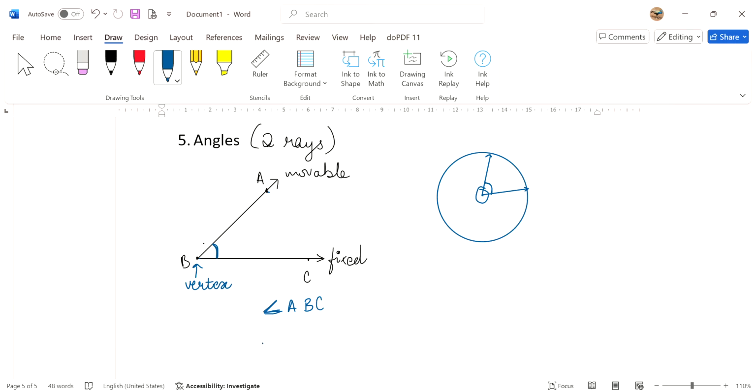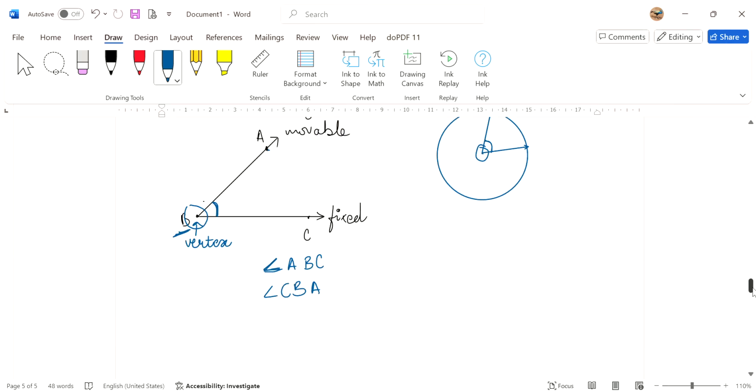Yeah, it can be angle ABC or it can be angle CBA. Or you can just write the angle symbol and write ABC or CBA. Okay, done. That's it. If you write CAB, it will be a different angle. If you write ACB, that's a different angle. If you want to refer to this angle, this letter has to be in the center.